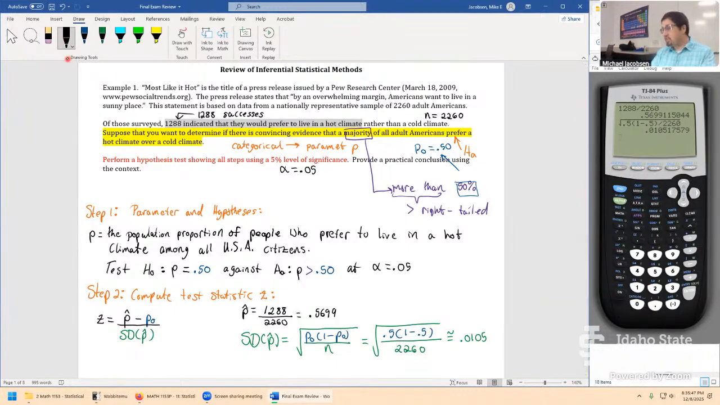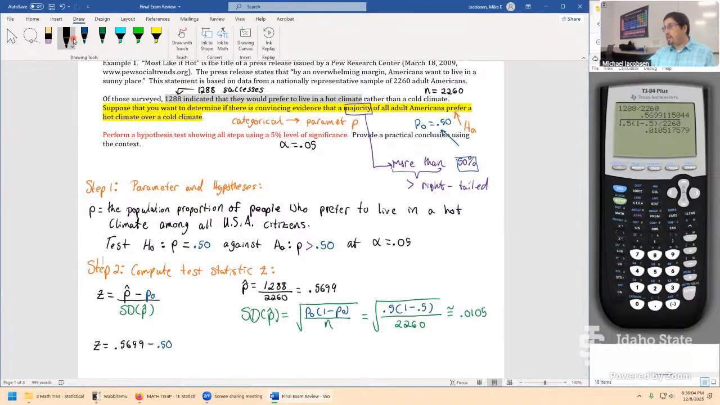Okay, now we just stitch this all together. Z, the test statistic we want to compute on step 2, is going to be 0.5699 minus the hypothesized value, 0.50, then divide by the standard deviation, 0.0105. We're about ready to compute this. So don't forget the parentheses in the numerator when you're back at the calculator.